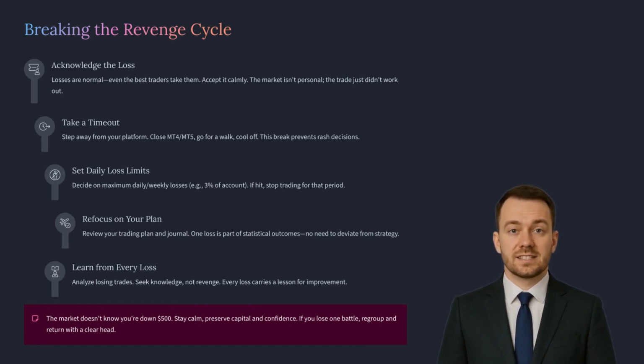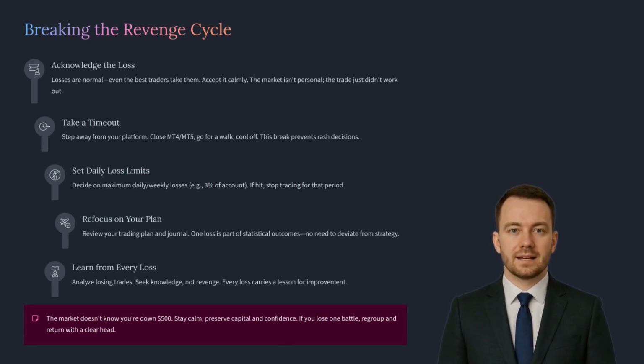Set daily loss limits. A practical technique is to decide on a maximum loss per day or per week that, if hit, you will stop trading for that period. For example, you might set a rule to stop if you lose 3% of your account in a day. Most trading platforms won't enforce this for you, though some broker risk management tools or plugins exist, so it's on you to be disciplined. By having a hard stop for the day, you prevent a bad day from turning into a terrible one via revenge trades.